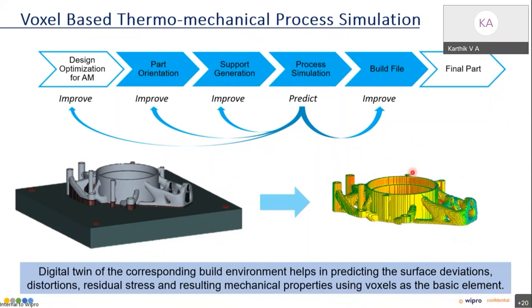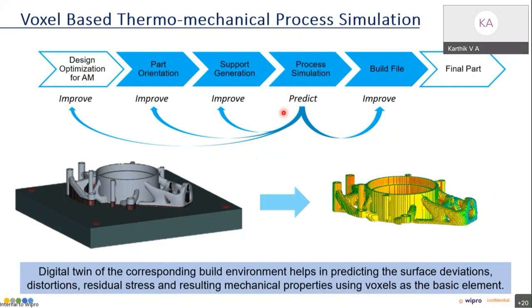And depending upon what we find, if there are any surface deviations, distortions, or residual stresses are high, or if the mechanical properties are not as per our requirement, we go to various stages and we improve them. And once that is done, we run the simulation again. And then only we move forward with the final build file. And then we go ahead with the part fabrication.